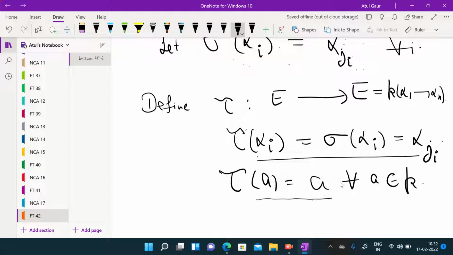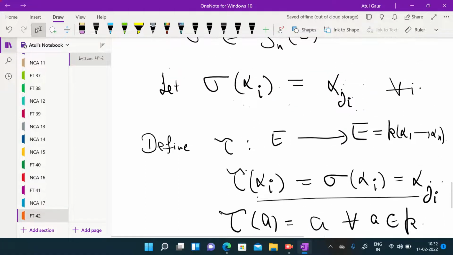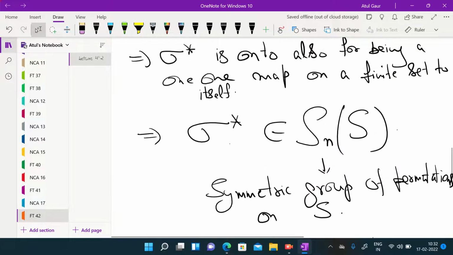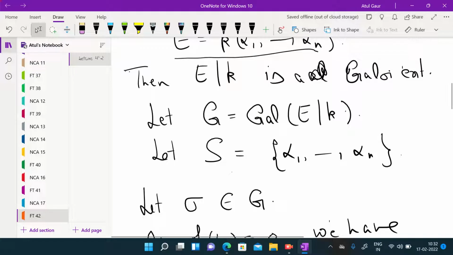इज इट ए फील्ड होमोमॉर्फिज्म? विल इट प्रिजर्व द ऑपरेशंस? जरूरी नहीं है. आर यू गेटिंग द पॉइंट? जरूरी नहीं है कि टाउ फील्ड ऑपरेशंस को प्रिजर्व करे बिकॉज द पॉइंट इज गो बैक. अल्फा 1, अल्फा 2, अल्फा n, दे आर द रूट्स ऑफ अ पॉलिनोमियल गिवन पॉलिनोमियल f(x), राइट?